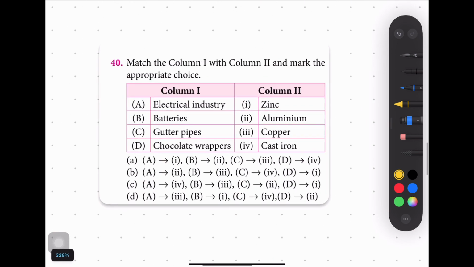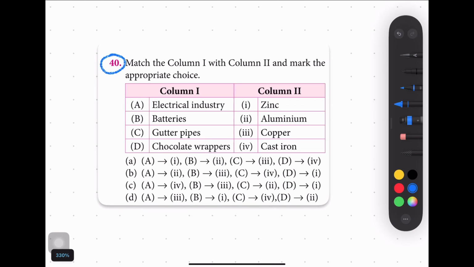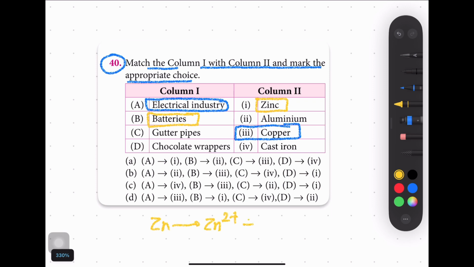Now let's move to the next question. Match column 1 with column 2 and mark the appropriate choice. Electrical industry basically uses copper, right? Because copper wire is used in the electrical industry, as copper is a very good conductor of electricity. Zinc is used in making batteries, zinc electrodes basically, because zinc has a very high tendency to get oxidized, to go to Zn2+ and produce 2 electrons, and that will result in current.